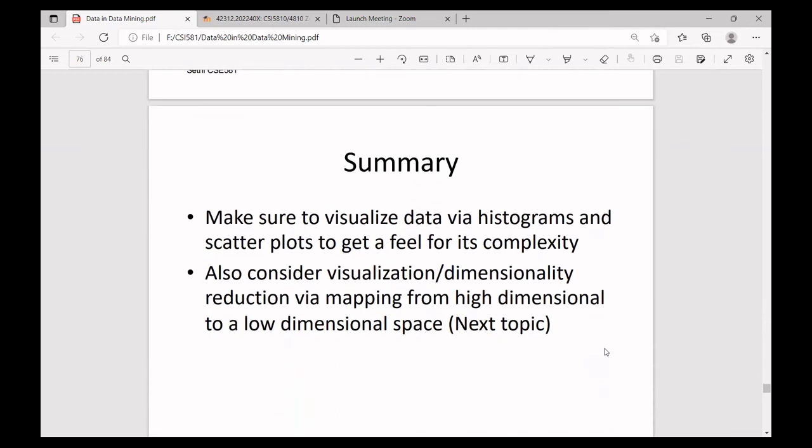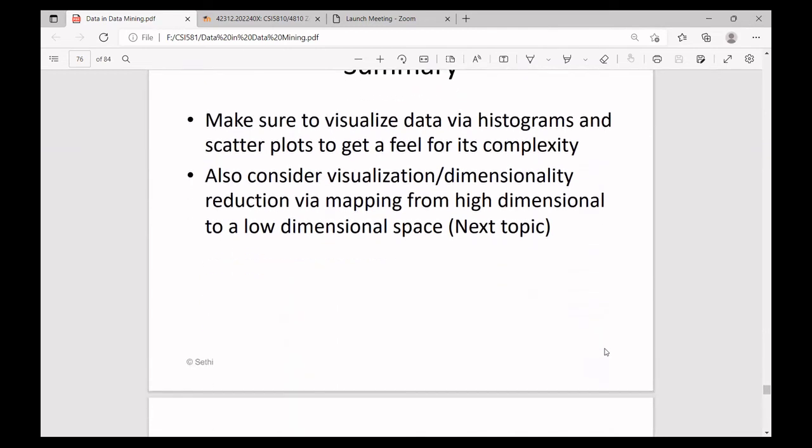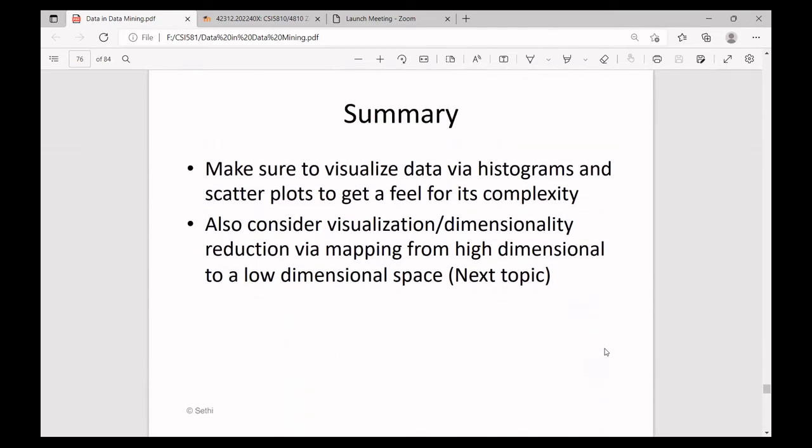So let us summarize what we have done so far. Make sure to visualize data via histograms and scatter plots to get a feel for the complexity of the problem. Anytime you start working on a data mining problem, that is what you should be doing. You should also consider visualization or dimensionality reduction via mapping from a high dimensional to a low dimensional space, and that is what we will be discussing next.